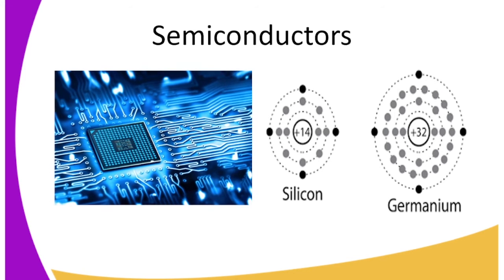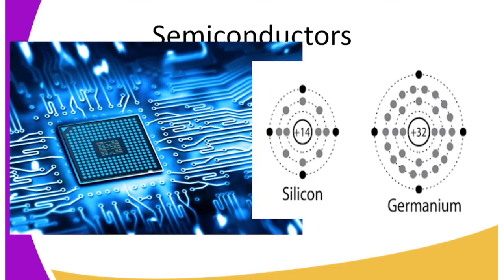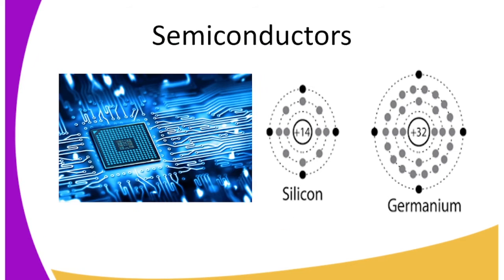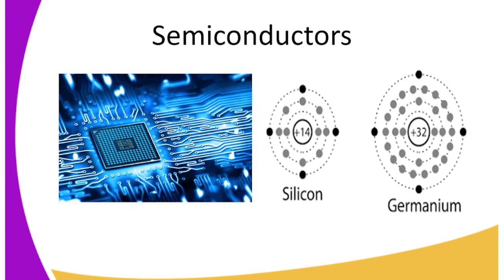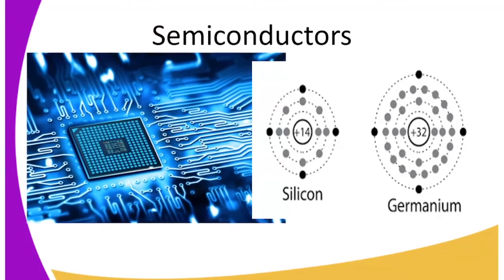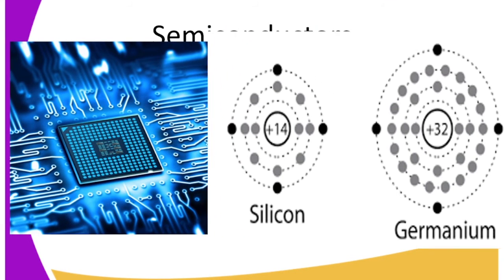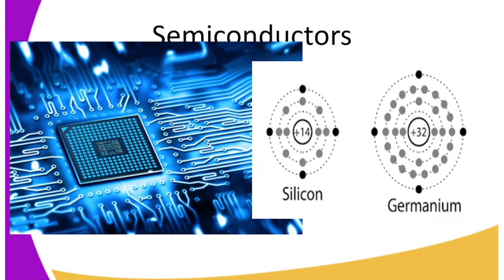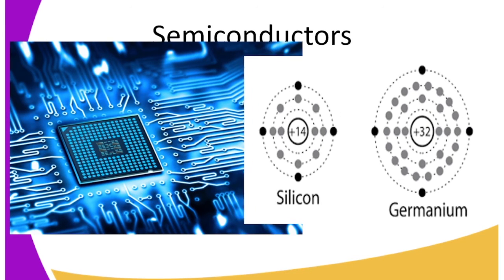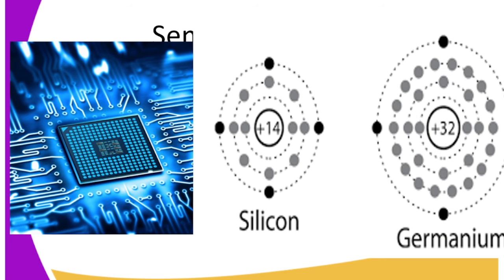We have semiconductors. What is a semiconductor? A semiconductor is a substance that is in between a conductor and an insulator. We have silicon, and most of them are made up of silicon. Silicon is an element, and germanium, which have delocalized electrons. And most semiconductors are used in making microchips in computers and processors, because they are very good conductors.